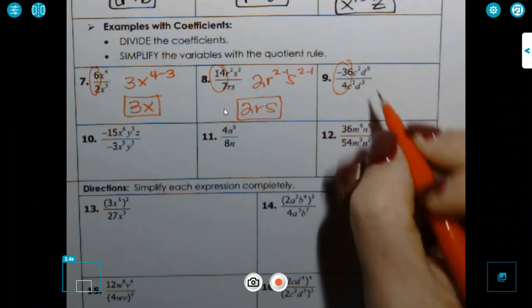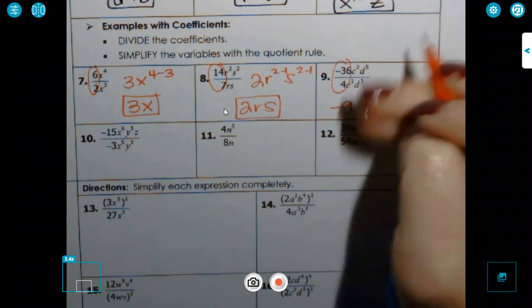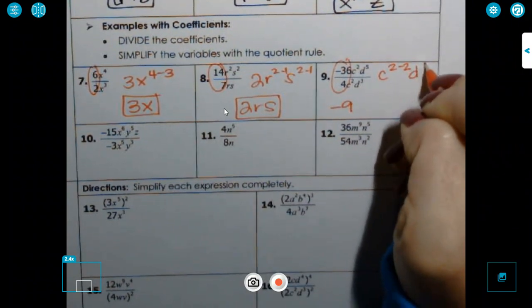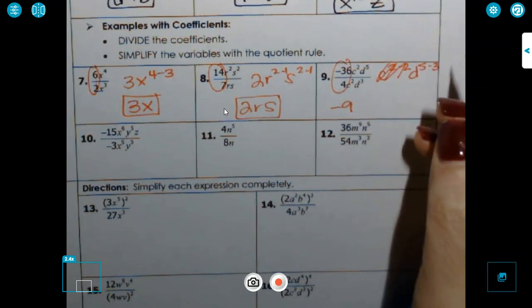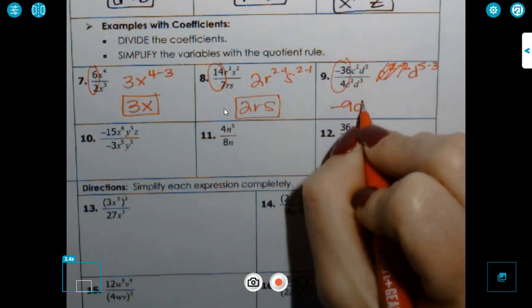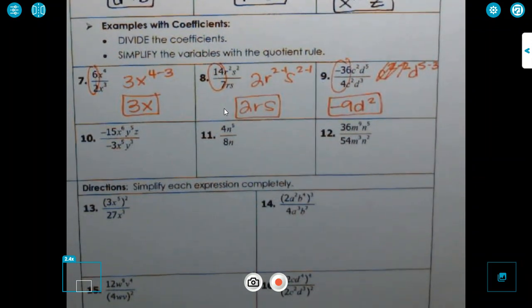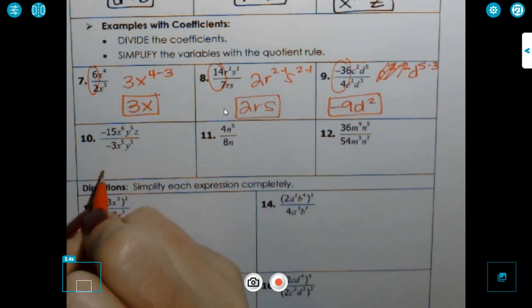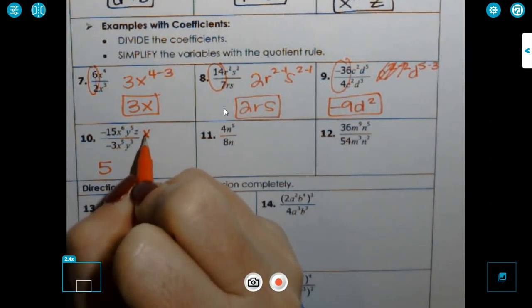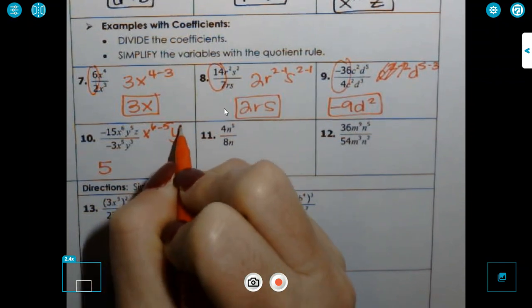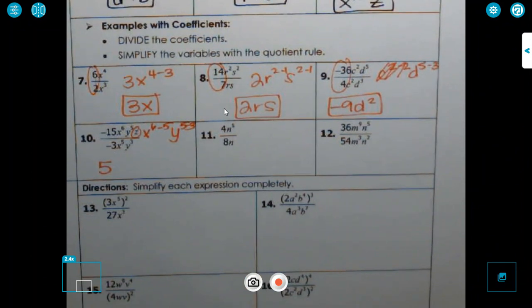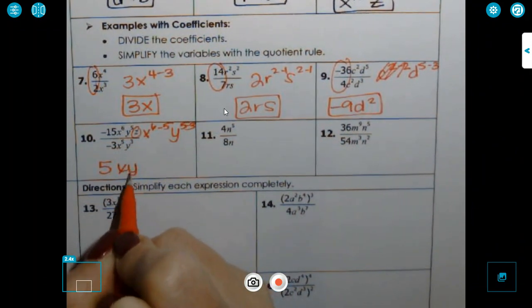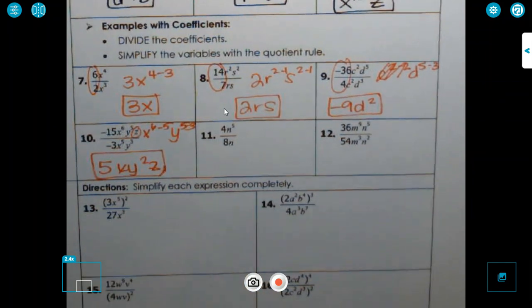Negative 36 divided by 4 is going to give me negative 9. And then we've got c to the 2 minus 2 and d to the 5 minus 3. All right, 2 minus 2 becomes a 0, irrelevant, and 5 minus 3 becomes d squared. All right, negative 15 divided by negative 3 is going to give me a 5, and we've got x to the 6 minus 5, y to the 5 minus 3. There's no z to subtract it with, so it will still be part of our answer, okay? So that's going to be x to the first, y to the second, with that z still there.